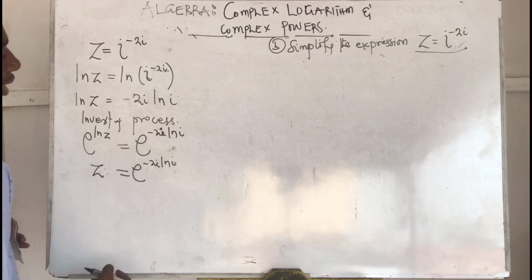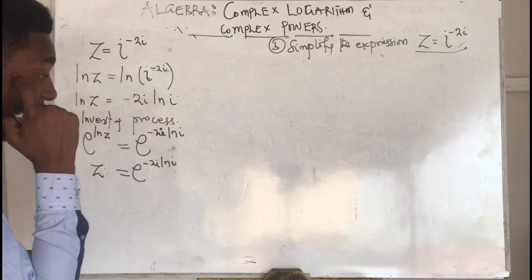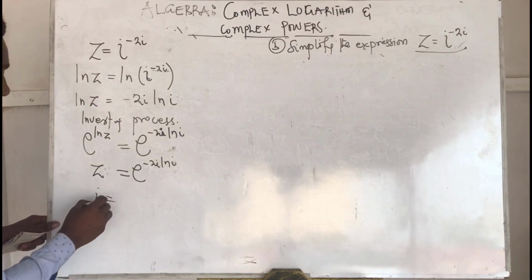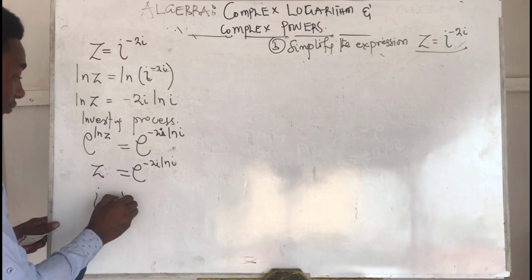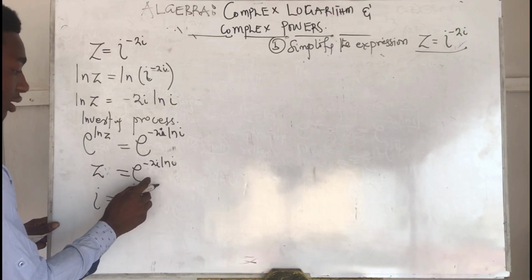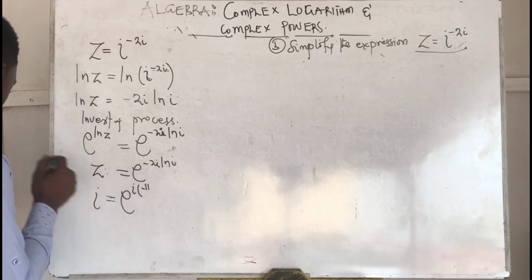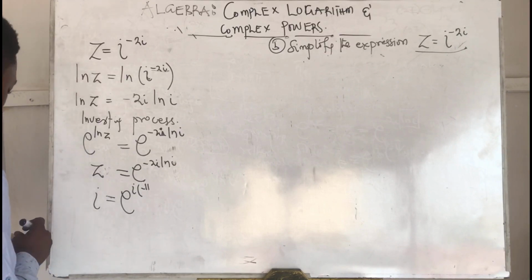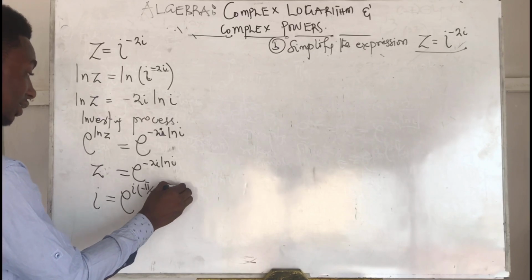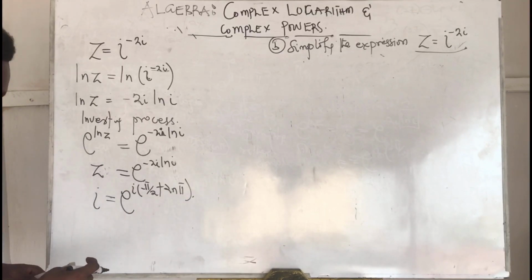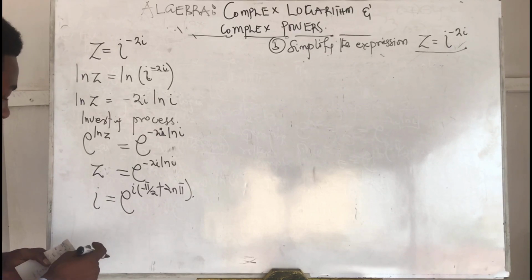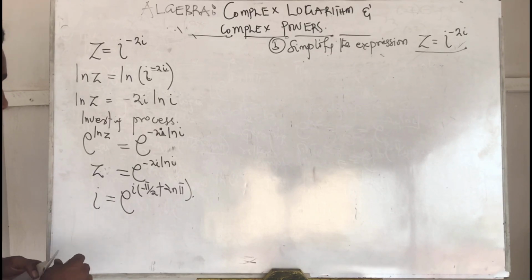Now what is i? What is the ln of i? From previous videos, we've established that i can also be written as e to the i times (pi/2 + 2n pi). In previous videos, this is what we've established.